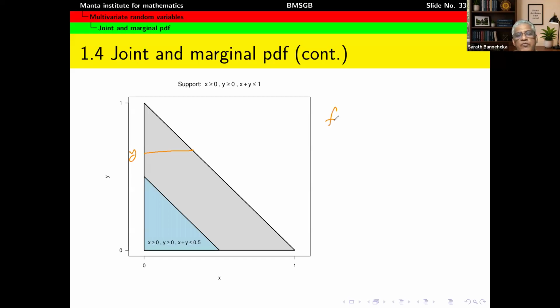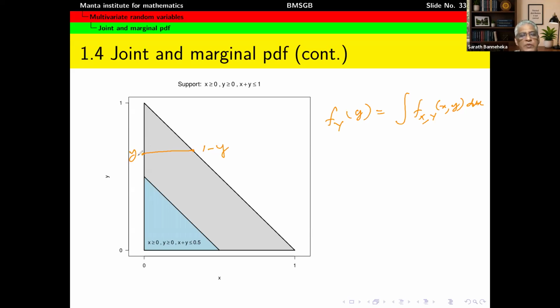So in that case, f_Y(y) is equal to the integration of the joint density f(x,y), evaluated at small x, y, dx, right? But now x is changing from 0 to this point. Here x is equal to 0. This point is equal to 1 minus y. x is equal to 1 minus y, right?